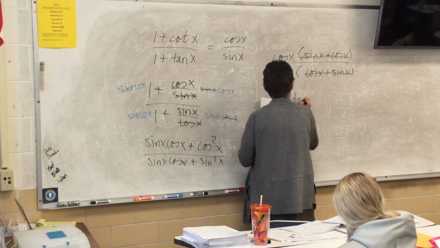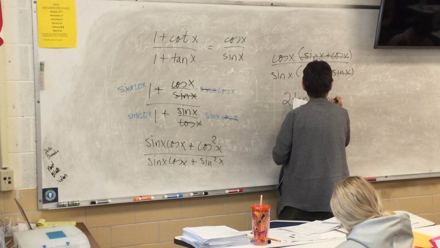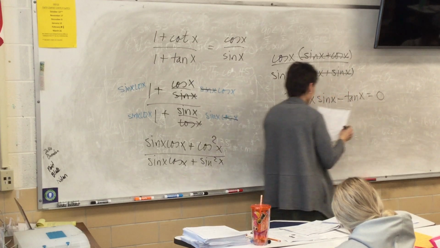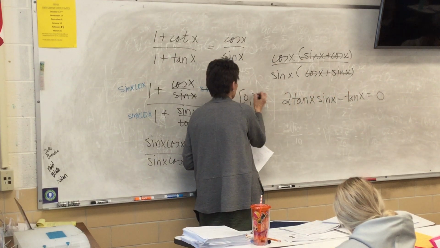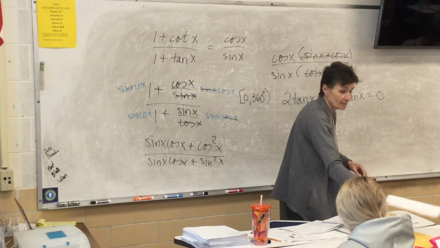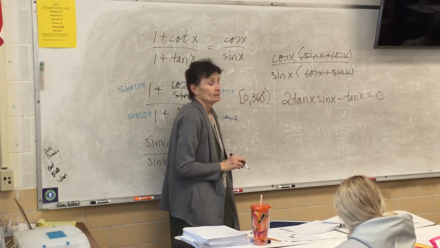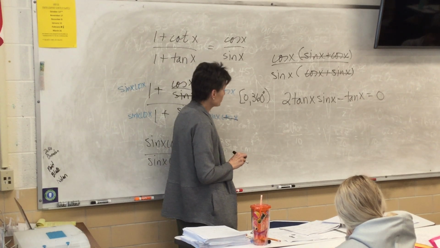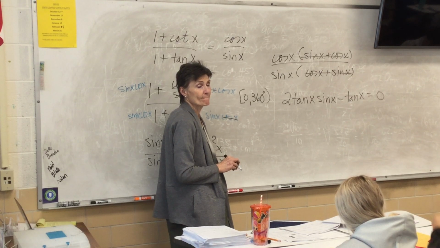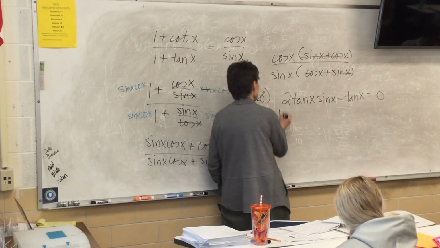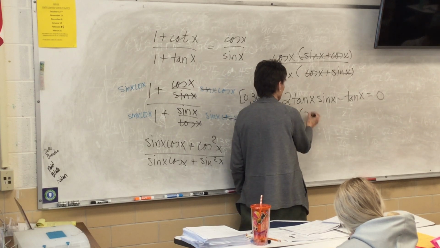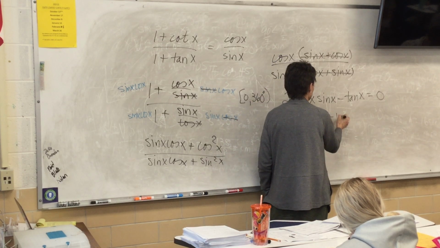Did you have 2 tan x sine x minus tan x equals 0? And the directions say from 0 to 360, which tells me that I'm solving in degrees. Right? All right, so let's look at it. What can we do with that? We can factor out a tangent. So tangent comes out, and I would be left with 2 sine minus 1.